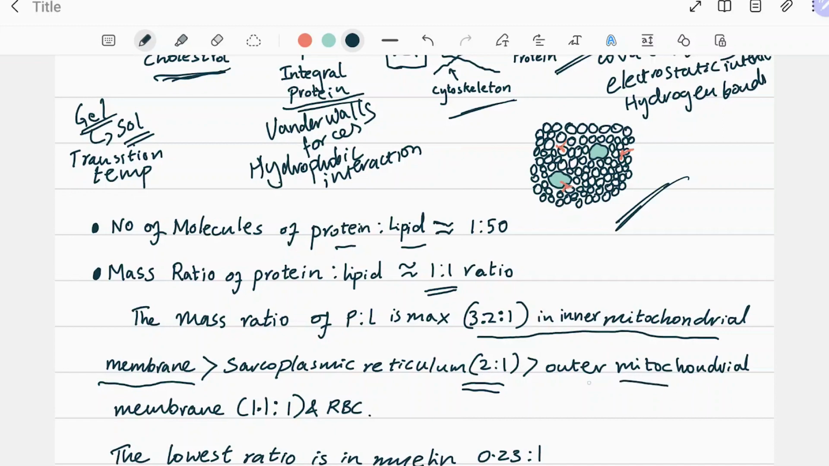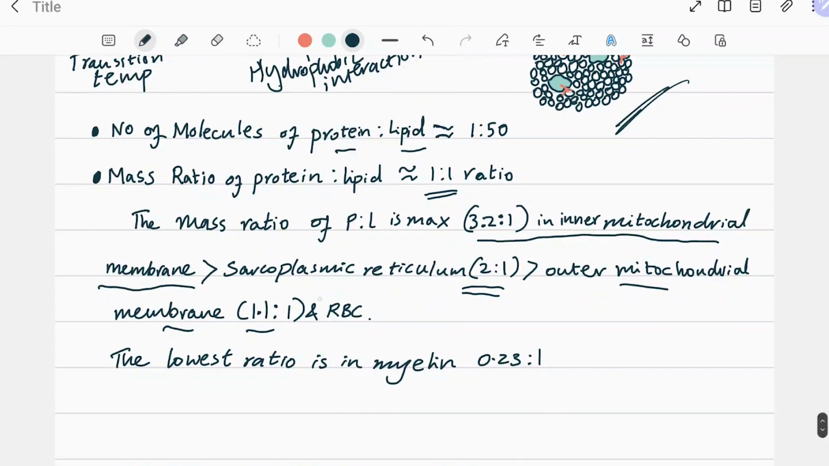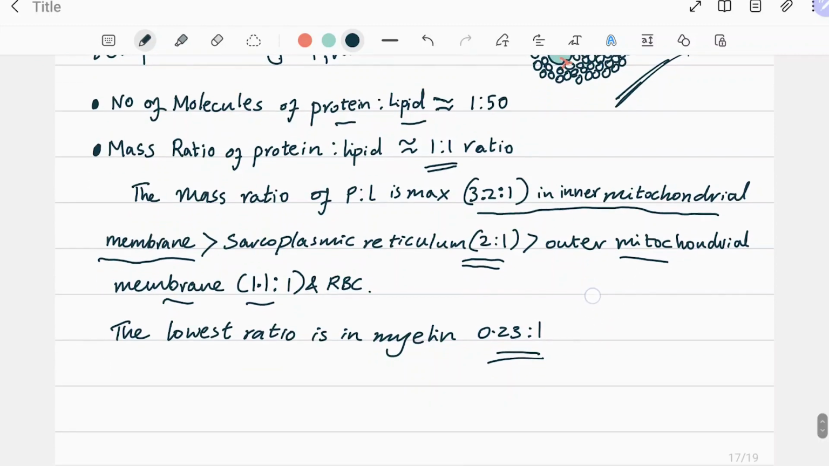Then you have your outer mitochondrial membrane. This is going to have almost 1.1:1 protein to lipid ratio. It's also almost the same in the RBC, around 1:1 ratio almost. The lowest ratio of protein to lipid is myelin, because what is myelin? It's the insulator for the neuron. It doesn't have to do too much, I mean, it does have its role to play, but I'm saying that it's more like an insulator for your neurons.